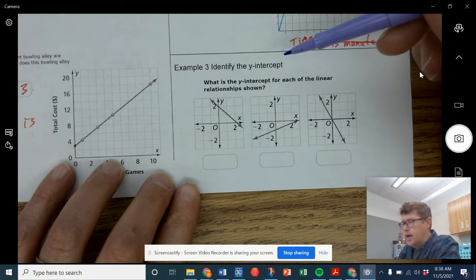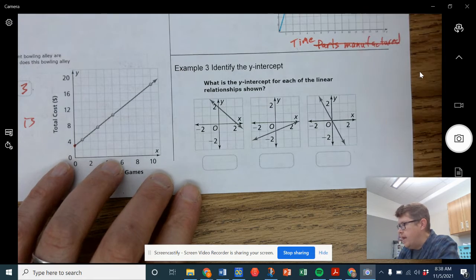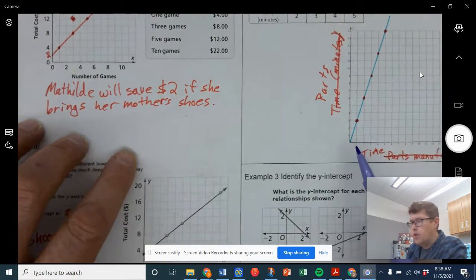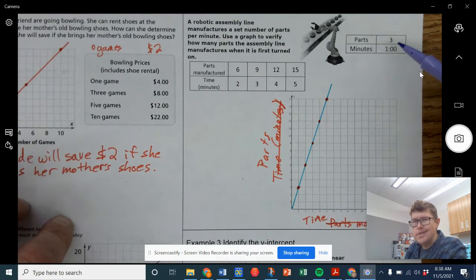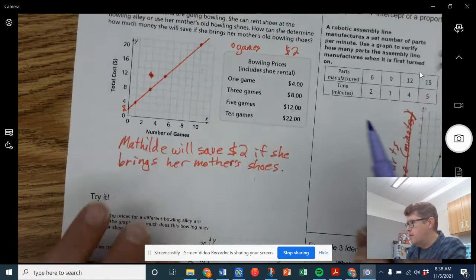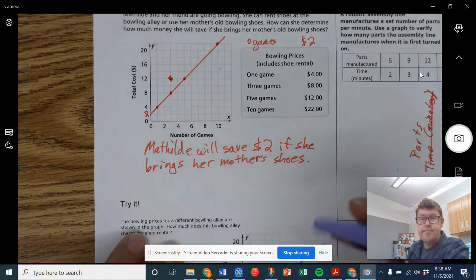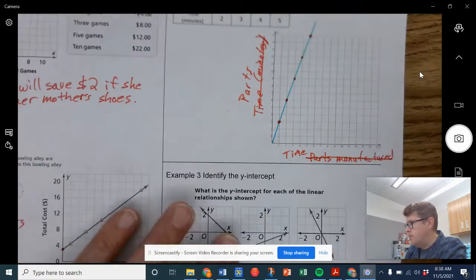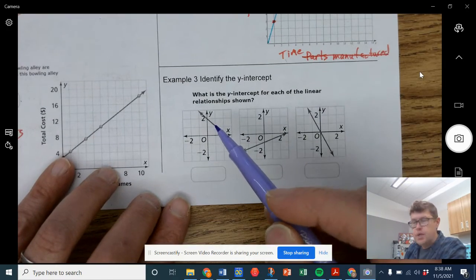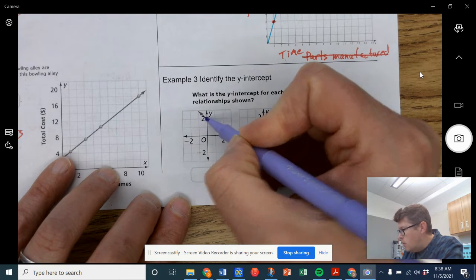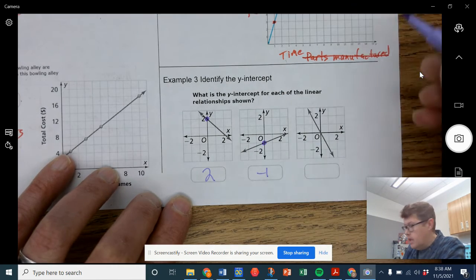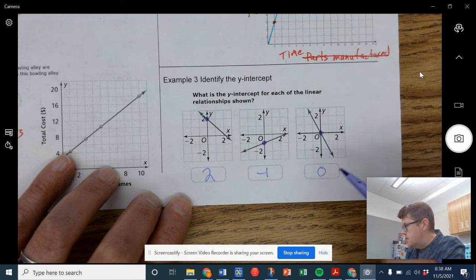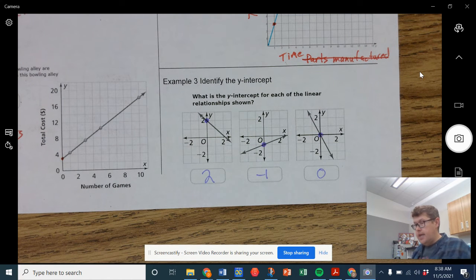All right. So now we can identify the y-intercept now that we understand what it looks like in a proportional graph where it starts at 0, 0. Because basically when you turn the machine on, it hasn't actually produced anything. So it's 0, 0 for that right there. Whereas this one, you've got to pay that $2 for the shoes to rent at the bowling alley. Okay. So this one crosses the y-axis at 2. This one crosses the y-axis at -1. And this one crosses the y-axis at 0. So that is the idea here.